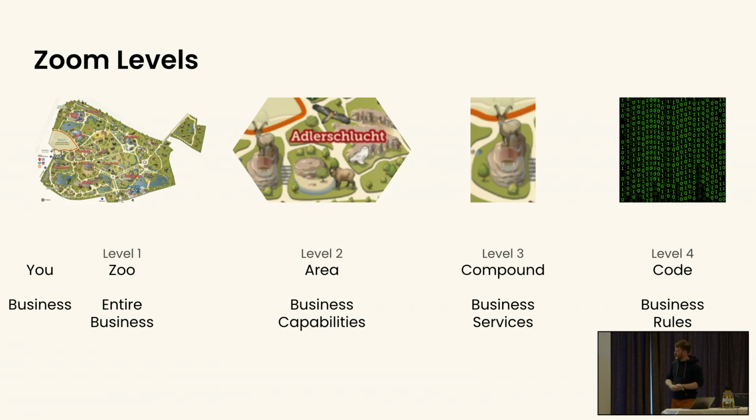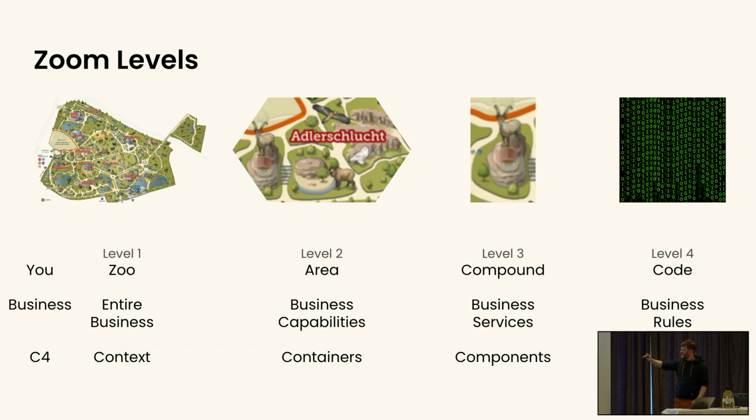Here I use the business language, so we can see the entire system as our entire business, the entire zoo. The areas become our business capabilities. The compounds will be our business services, and in the code, this is where we have the business rules that actually operate on this. And also, the C4 model gives us the naming here, which is context, containers, components, and code. So 4 words starting with C, this is where it gets the name from.